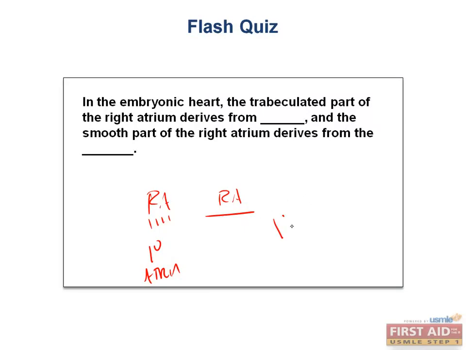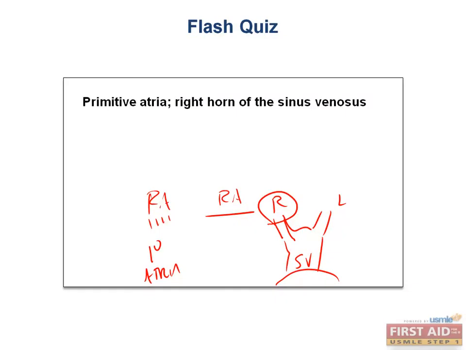What horn was that? Remember this structure we drew? The sinus venosus has a left and the right horn. So again, the smooth part of the right atrium derives from the right horn of the sinus venosus. A great way for me to remember this is that sinus venosus is the smooth venous return of its right horn into the right atrium. Again, primitive atria and the right horn of the sinus venosus.